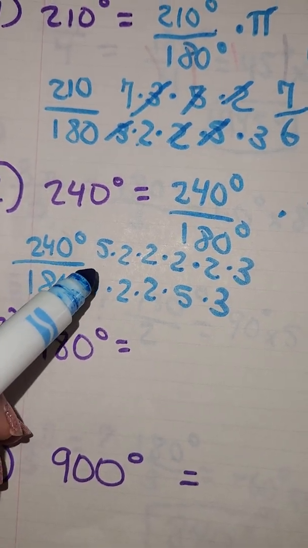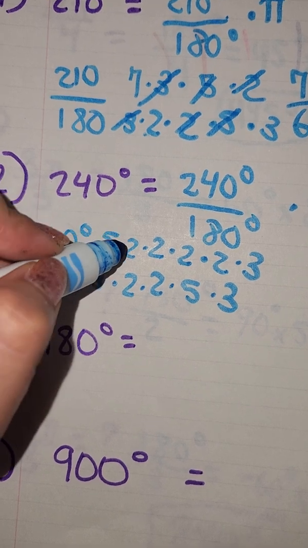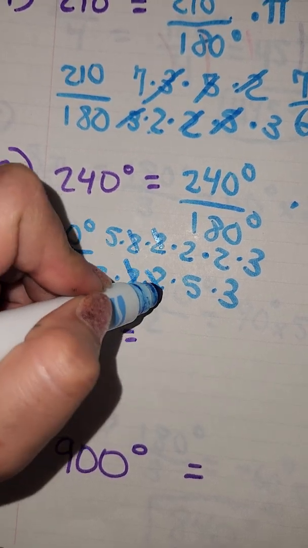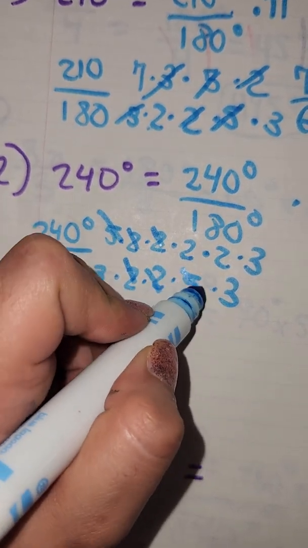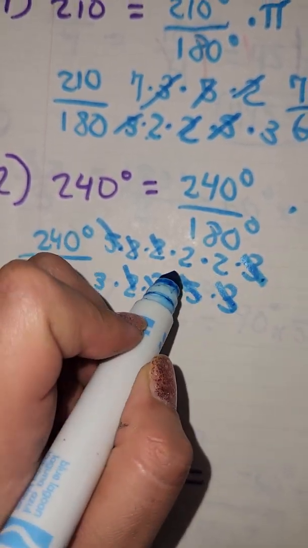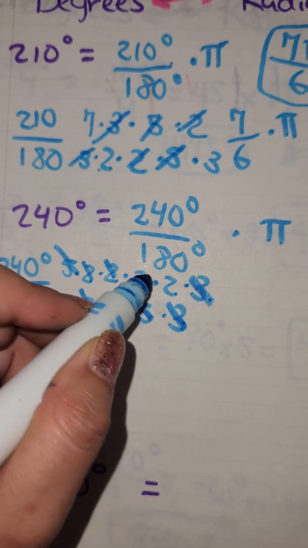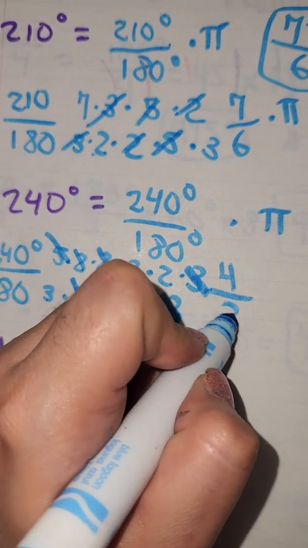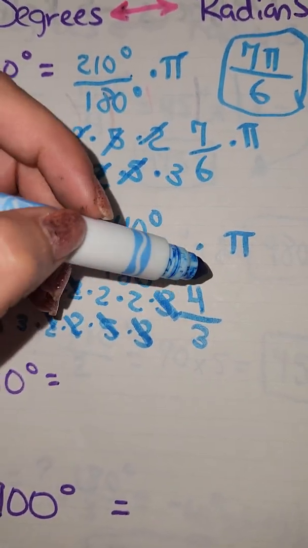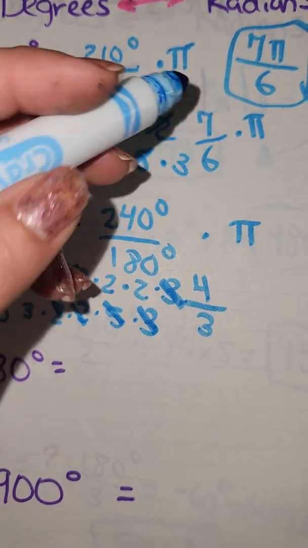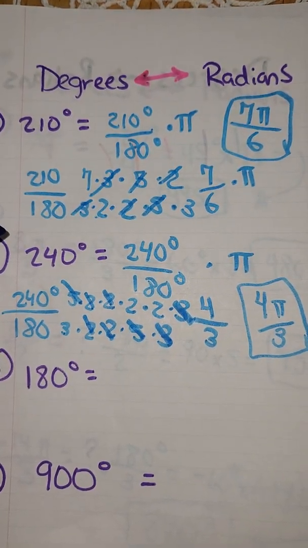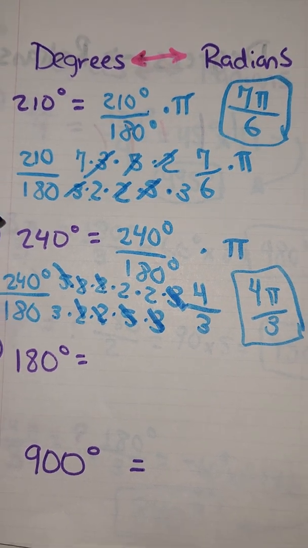Now we cancel the numbers that are the same top or bottom. Cancel 5. The 3 cancel. Now I'm left with 2 times 2 is 4 as the numerator. And the denominator, I have 3. So I have 4 over 3. Times it times pi, and you get 4 pi over 3. So 240 degrees is actually 4 pi over 3.